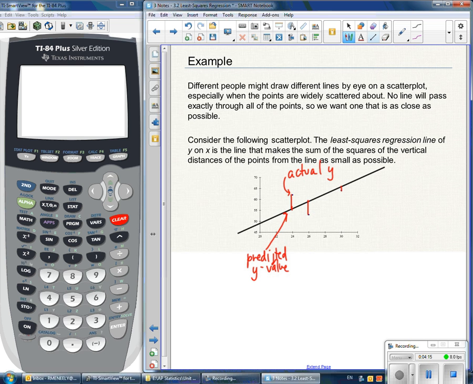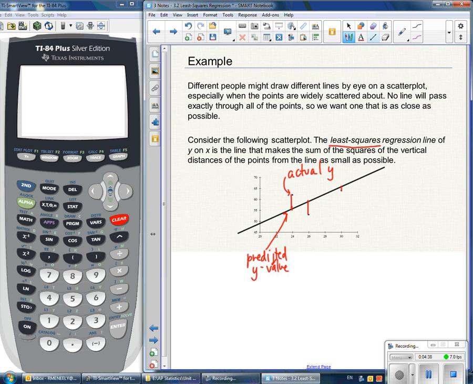And notice that in the term itself, least squares regression line. If you remember when we were calculating standard deviation, remember how we found the deviation between the actual values and the mean? And then we squared those differences to get rid of the negative. We're going to do the same thing when it comes to regression. We're going to square these vertical distances.